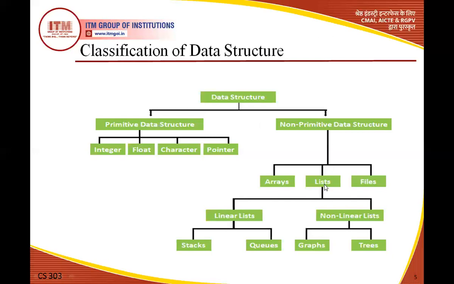This is just the classification graph, just a classification picture, and lists we can also classify. A list is like connecting all the data to each other, but in different manners. You can see linear list and non-linear list. The non-linear list is divided into graph and tree, and the linear list into stack and queue. So we can divide it. In the next slide I will explain all these things one by one, the classification.